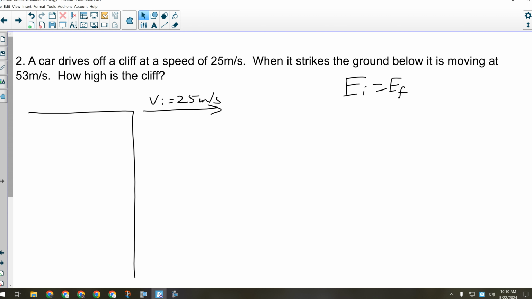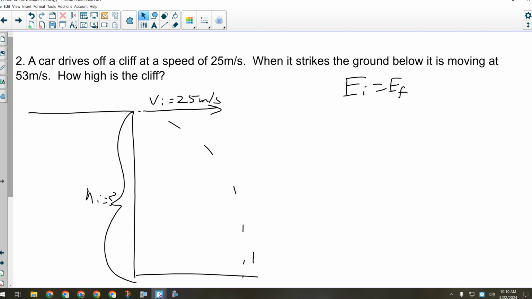Okay, that's going to be VI, and the height of the cliff is what we're looking for. I'd say that's HI. And then this will happen all the way to the ground. Here, what did we say the height was? 0. All right, I'm going to give you a little bit of time to see if you can get the math done for that question, and then we'll walk through that.